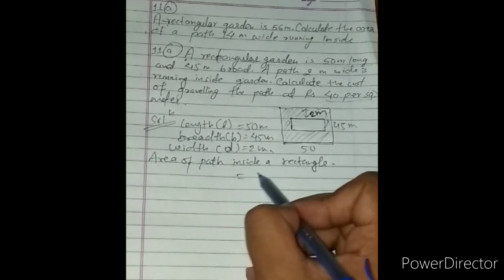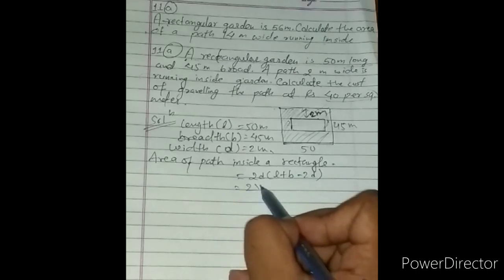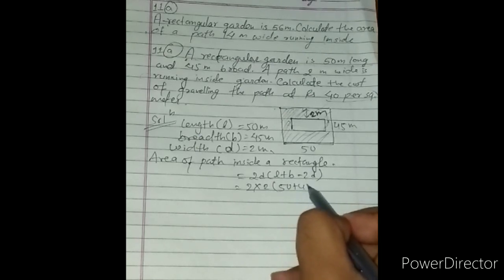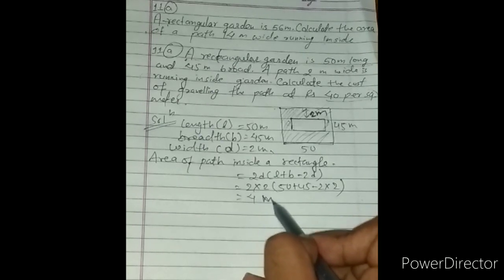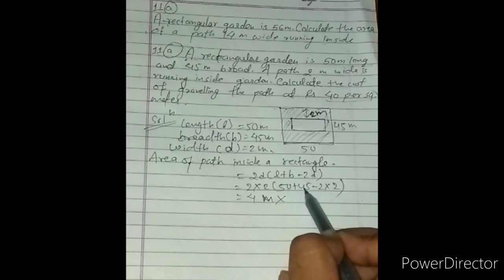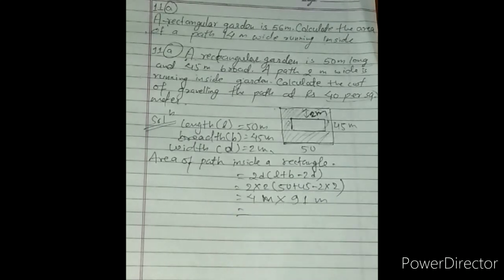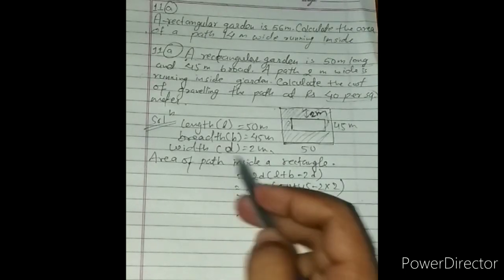Now what is the formula? 2d(L + B - 2d). 2 into, what is the value of d? 2. Length is 50 plus 45 minus 2 into 2, that is 4 meter into, now this is 50 plus 45, 95 minus 4 is 91. Now 91 fours are 364 meter square is the area of path.